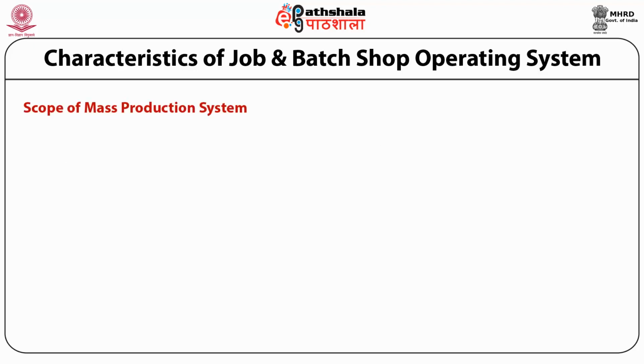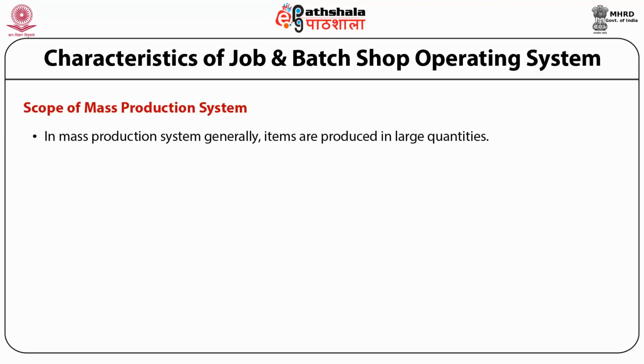Scope of mass production system. In mass production system, generally, items are produced in large quantities. The flow of material is uniform. In this system of manufacturing, only one type of product is produced at one time. It utilizes different combinations of parts to manufacture different kinds of products.